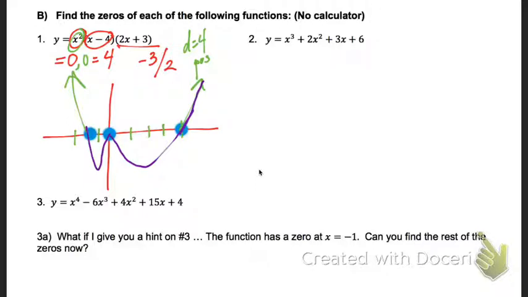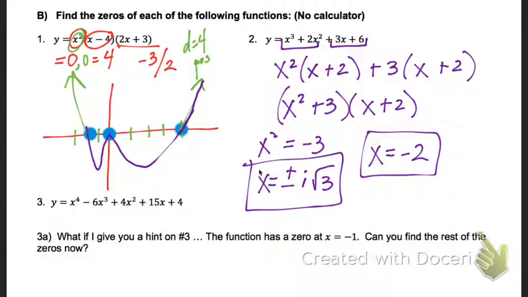Okay, let's try number 2. It's not in its factored form, but we could try factoring it. How do you factor with 4 terms? Factor by grouping. So you should have gotten x equals plus or minus i root 3, x equals negative 2. Remember, you're not going to graph imaginary, so don't worry about that.